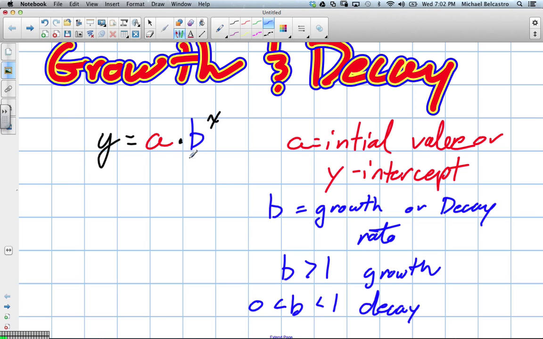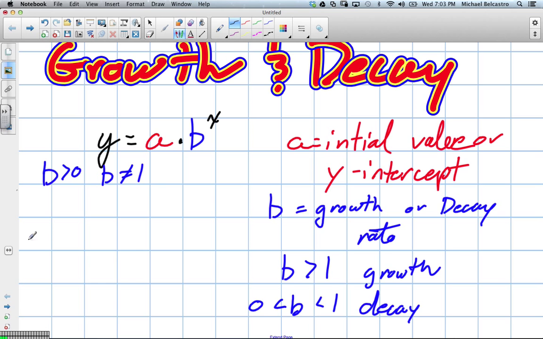And sometimes they actually give us percentages for growth and decay rate. In both these cases, sorry, b must be greater than 0, and it can't equal 1 for all of this to work, okay? Those are just some side notes. Sometimes they give us growth and decay rates.